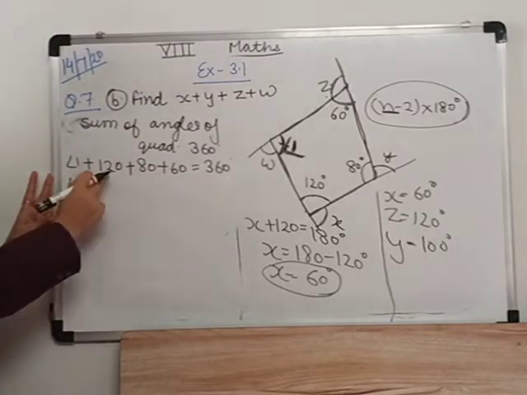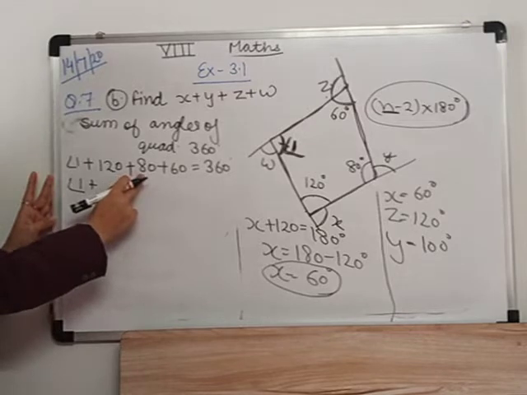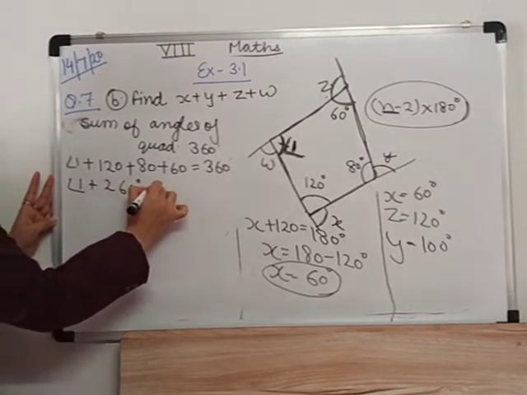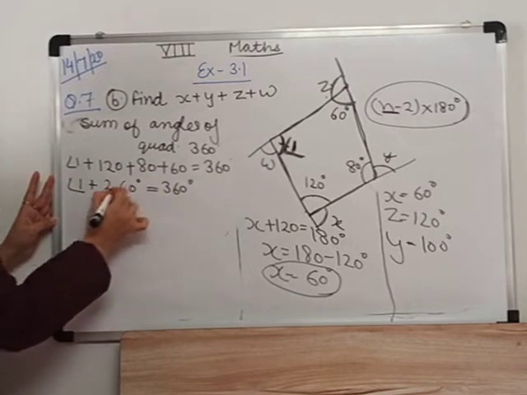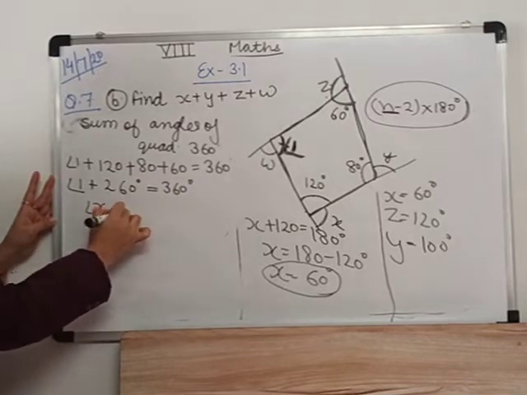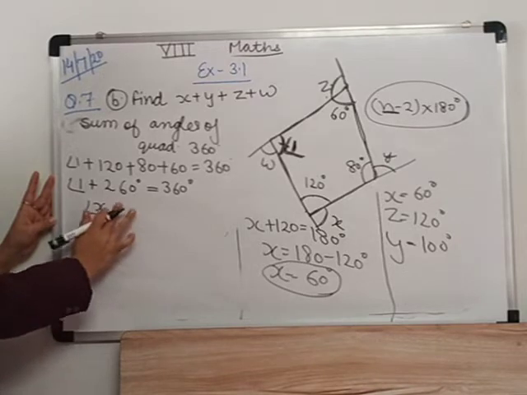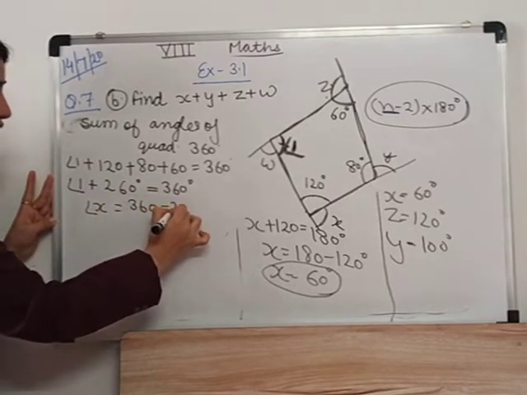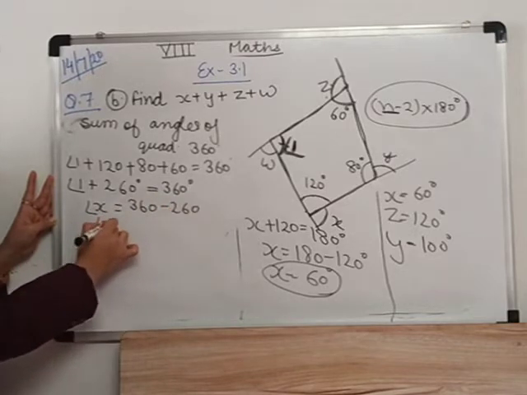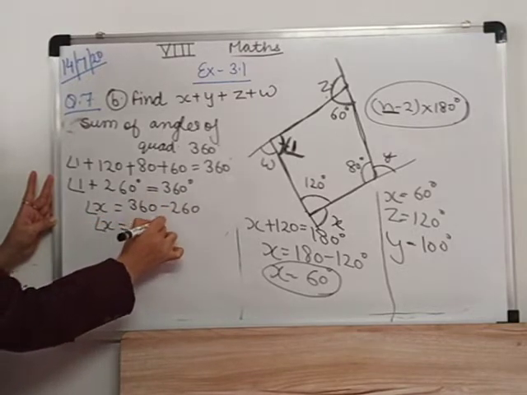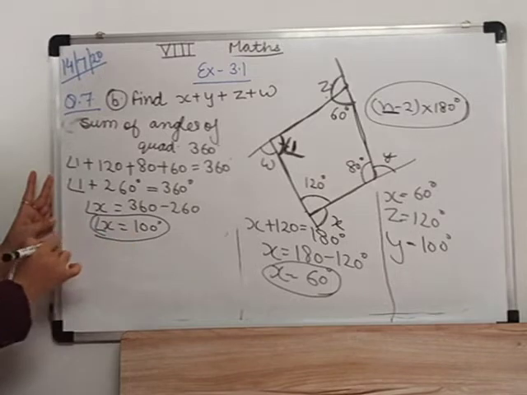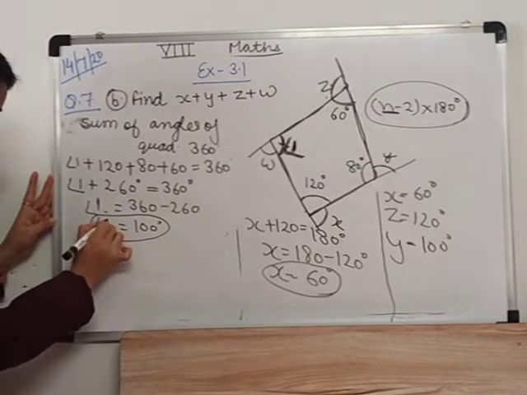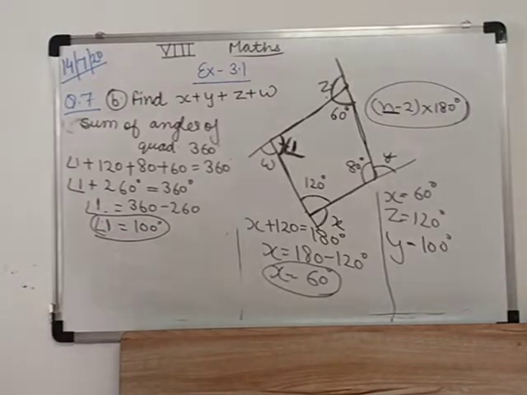Now solve this. 1 plus 120 plus 80 is 200, 200 plus 60 is 260, equal to 360. Angle 1 plus 260: when 260 shifts to the right side, it comes with a negative sign with 360. So angle 1 is equal to 100 degrees.